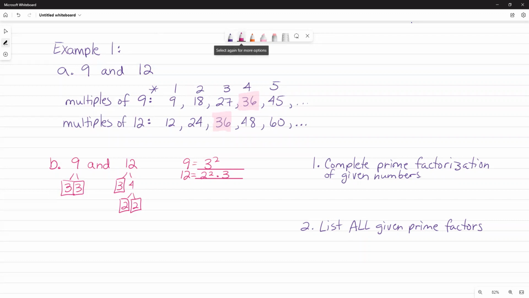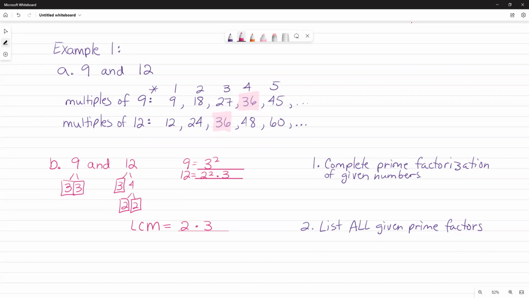So again, let's look at our example here. Between 9 and 12, what are all given prime factors? 2 and 3. Now, with least common multiple, even though the 2 is only in 12, we still include it because we must have a number that both 2 and 3 go into in order for 9 and 12 to go into it, to be factors of it.